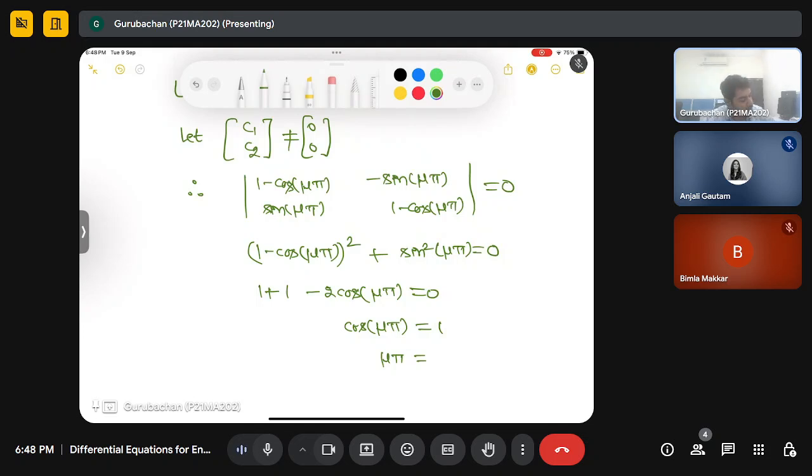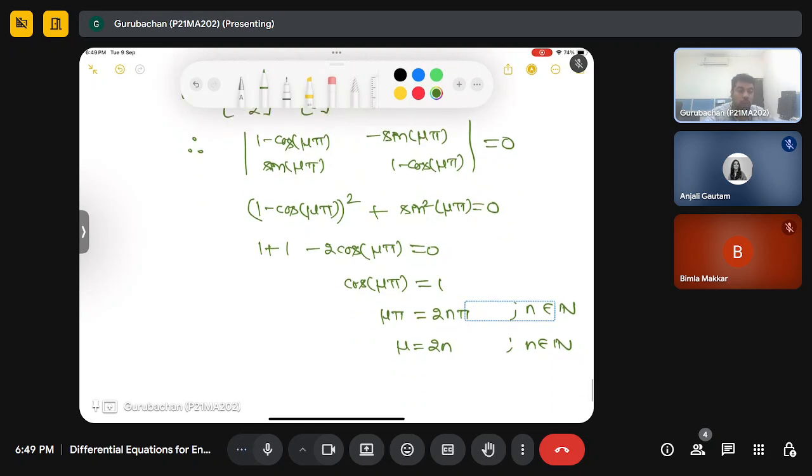So what we will write here is 2nπ, where n is a natural number, since we are talking about only positive values. So μ will be nothing but 2n, where n is a natural number. And again, since C1 and C2 are both non-zero, both the functions will correspond as eigenfunctions.